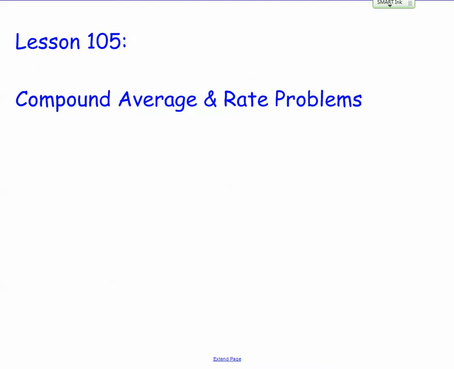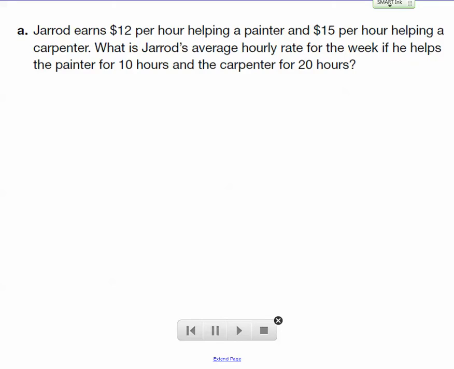Here we go. So, Jarrod earns $12 per hour helping a painter, and he earns $15 per hour helping a carpenter. We want to figure out Jarrod's average hourly rate for the week if he helps the painter for 10 hours and the carpenter for 20 hours. Okay, we can't just add 12 and 15 and divide by 2 and say he makes $13.50 per hour. That's not true because he's not working for each person for an equal amount of time.